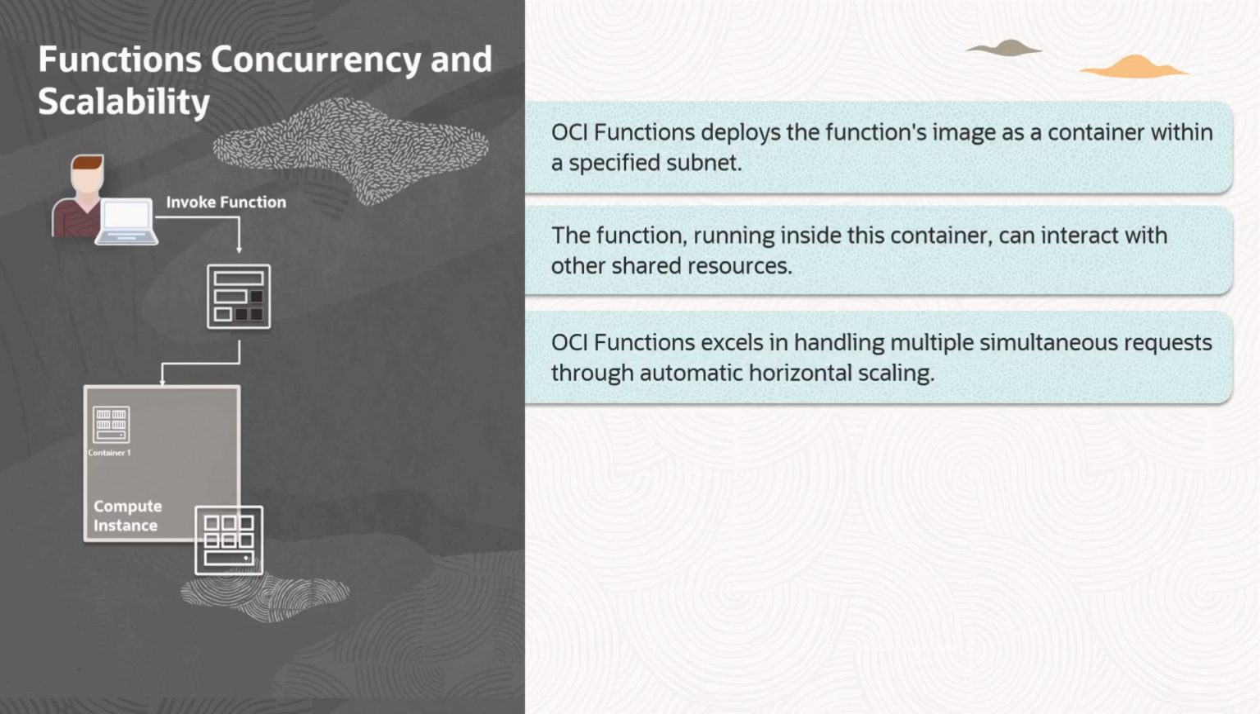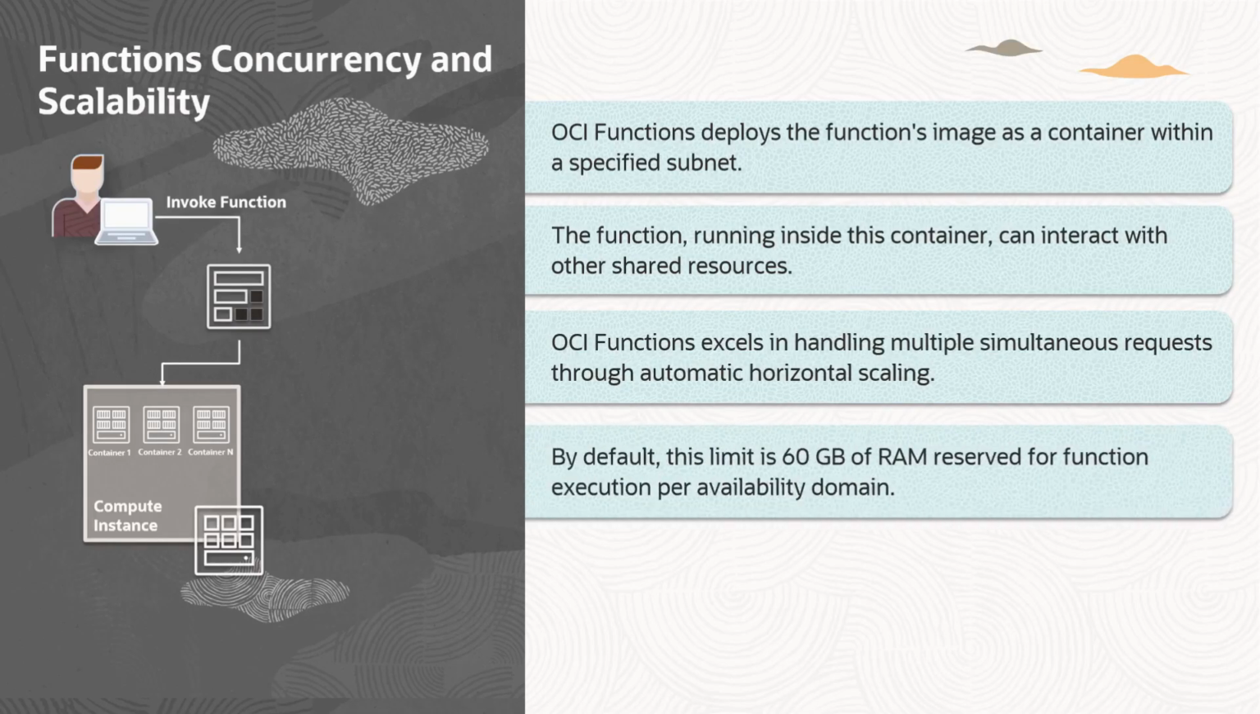OCI Functions excels in handling multiple simultaneous requests through automatic horizontal scaling. When multiple calls are made to a running function, OCI Functions efficiently starts additional containers to handle the load, up to a limit specified for your tenancy. By default, this limit is 60 GB of RAM reserved for function execution per availability domain. This automatic scaling ensures that response times remain consistent regardless of the number of incoming requests.